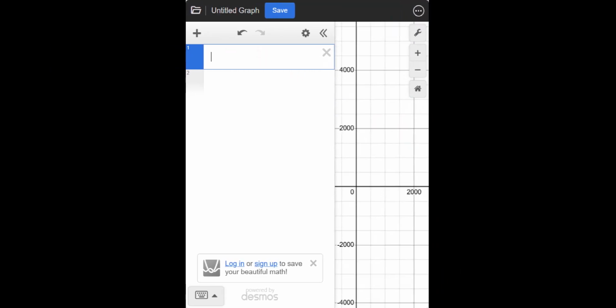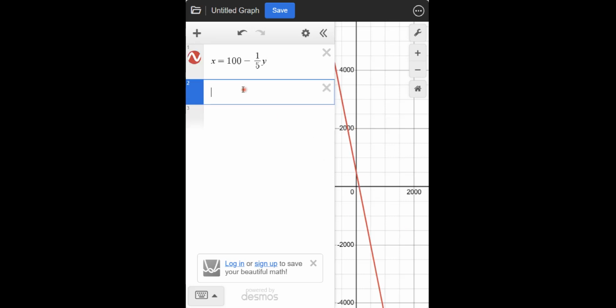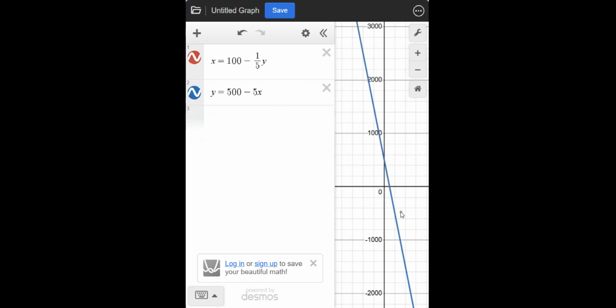Okay, so first one, it's your choice. You can do inverse demand function or demand function. In fact, let me prove that to you. So X equals 100 minus 1/5 Y. Okay, so we get that demand function. And I'm going to put in the inverse demand function, which is Y equals 500 minus 5x. And you can see they're the same function. So you don't need them both there. Okay, we'll leave that one there as red.